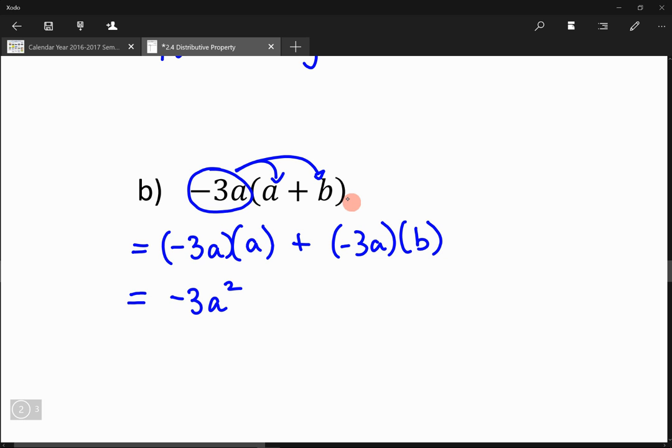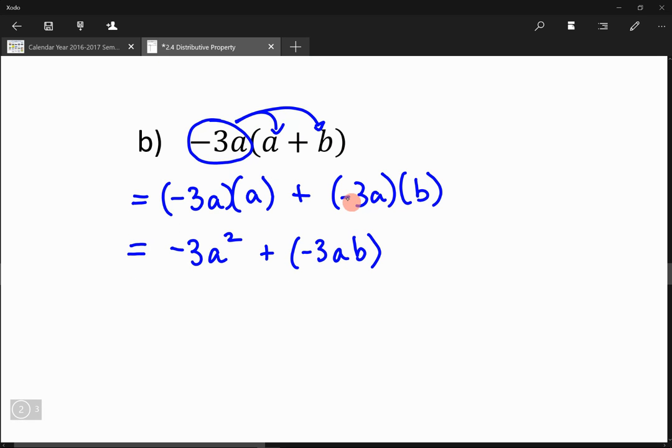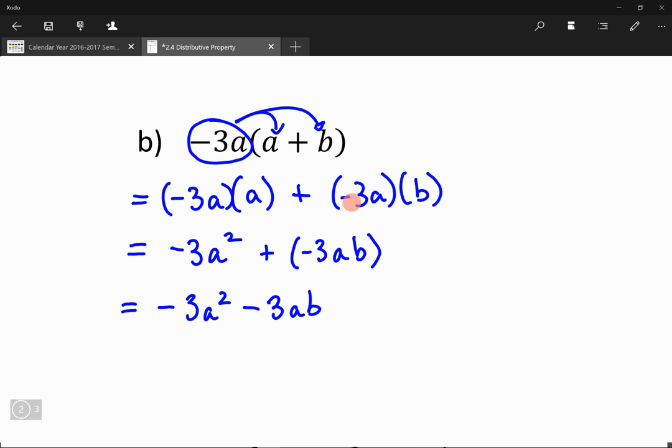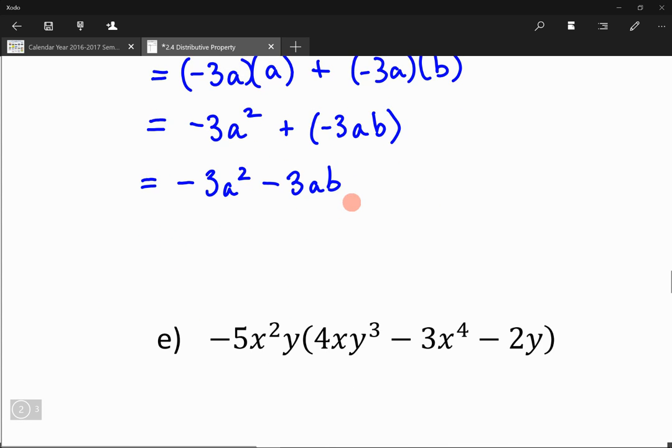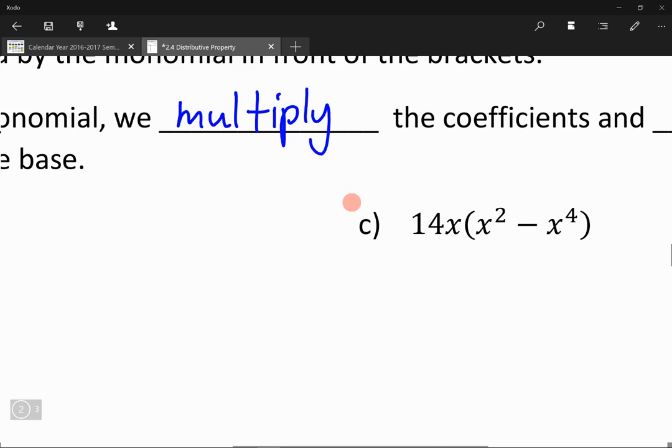And then negative 3ab is just, so plus negative 3ab, but I don't want that plus negative, I will just say minus. So plus minus becomes minus 3ab. Remember, opposite signs make always a minus. Same signs being multiplied is always a plus. Okay, let's go to part C.